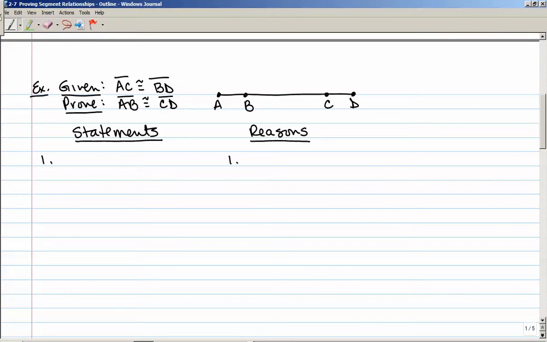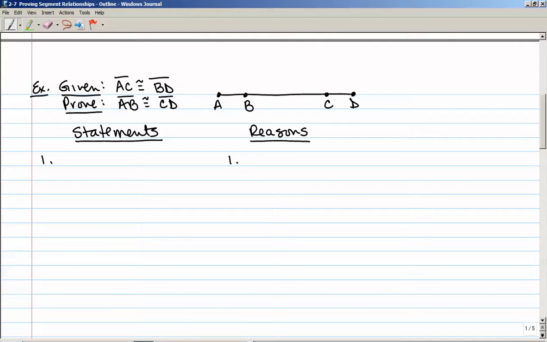So it's given that segment AC is congruent to segment BD. So from A to C is the same length as from B to D. And what we have to prove is little segment AB is congruent to little segment CD. And you might look at that and go, well, yeah, that's kind of obvious. But you can't say that in a proof. You actually have to go step by step and show that that actually is true.